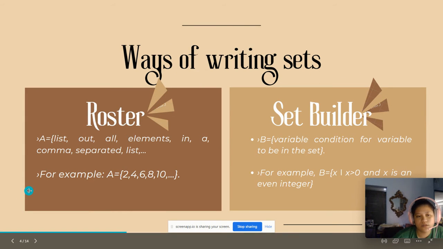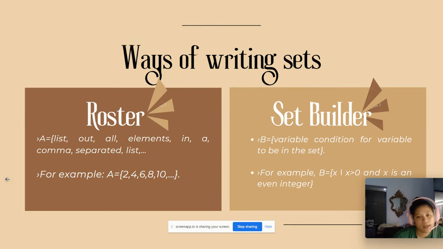In roster form, set A has its elements listed out in a comma-separated list. As you can see here, every element is separated by a comma. For example, roster A is 2, 4, 6, 8, 10 in sequence.